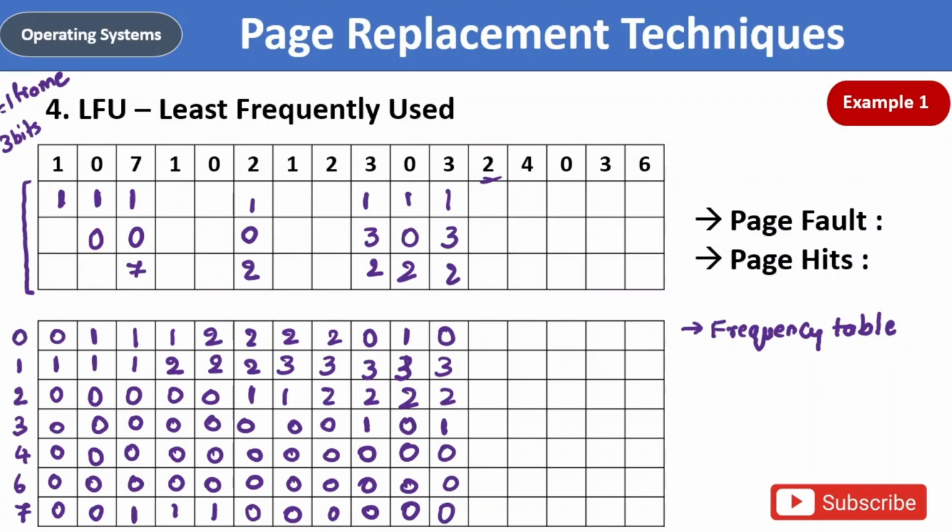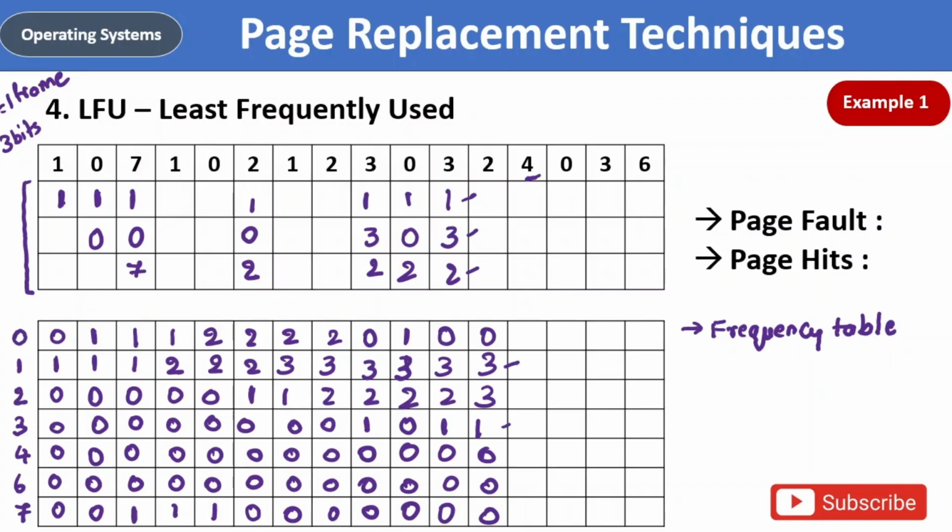Next I want to insert 2. 2 is already in my updated frame. Just update the frequency count in the frequency table. So 2's frequency count was 2, 2 plus 1 will be 3 and all others' frequency count will be the same from the previous step. Next I want to insert 4. 4 is not in my updated frame. So what I will be doing, I will be checking the frequency count of 1, 3 and 2. So frequency count of 1 is 3.